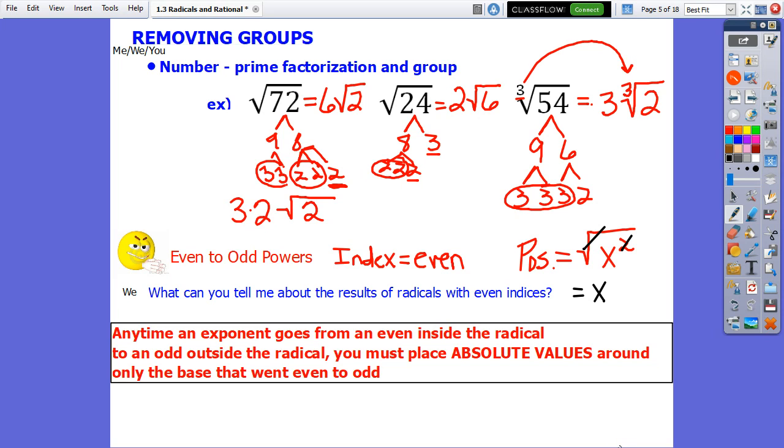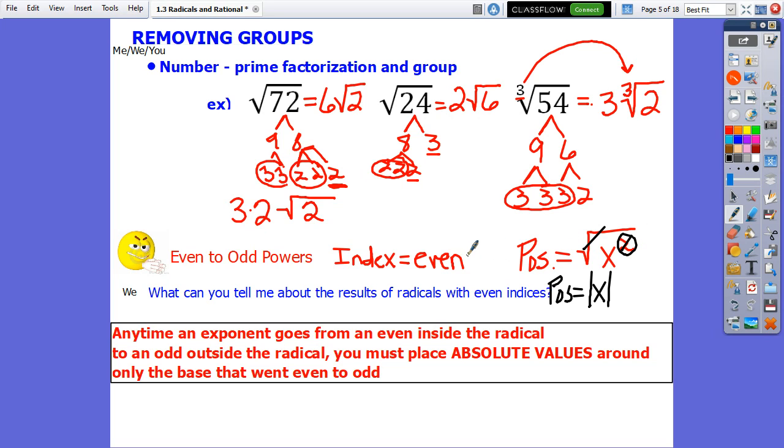But remember what we just said. We just said we have to assume x could be positive or negative. And so if by chance x was negative, this is a contradiction. How can a positive equal a negative? So I have to guarantee that this value is positive, and the symbols that we use to guarantee positivity, or at least non-negative, is absolute value signs. So I went from an even exponent inside.